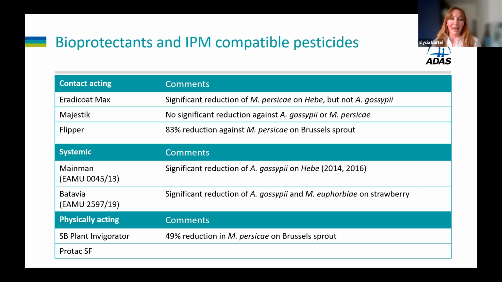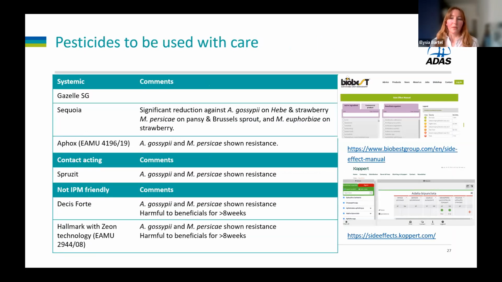Products such as Mainman and Batavia with EAMU approval are only to be used at the grower's own risk. And SB Plant Invigorator and 'Protac SF' are exempt from registration as they're not approved as pesticides, but one study found a 49% reduction in Myzus with SB Plant Invigorator. These products should be used with care as they can cause harm to beneficials. That's more than 50% mortality. They can be used as spot sprays or for a quick knockdown or cleanup prior to dispatch.